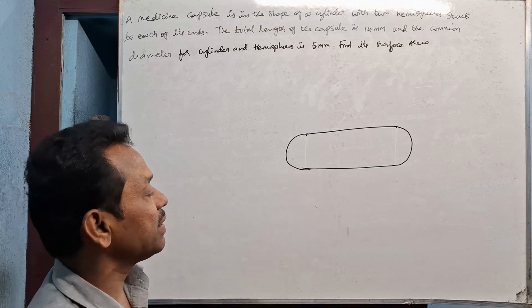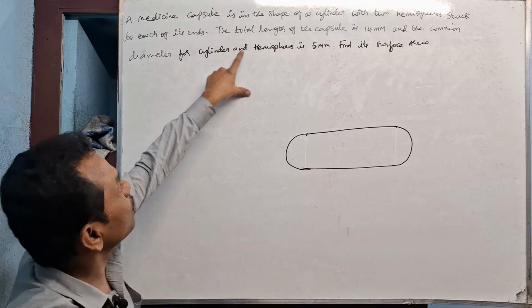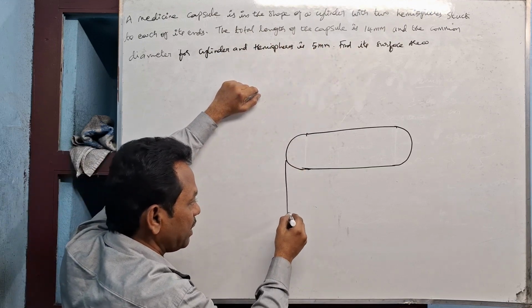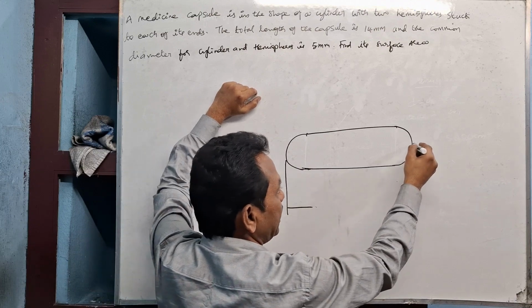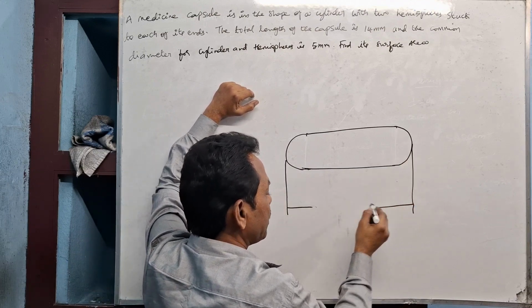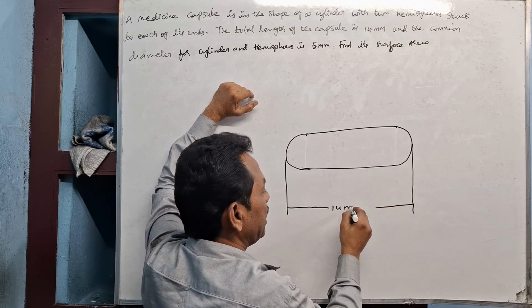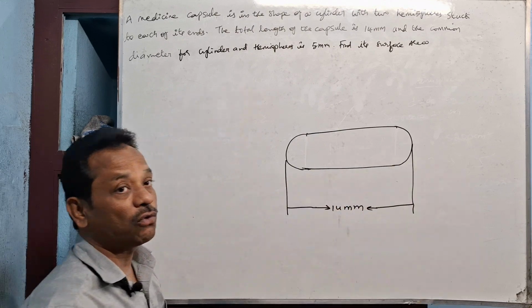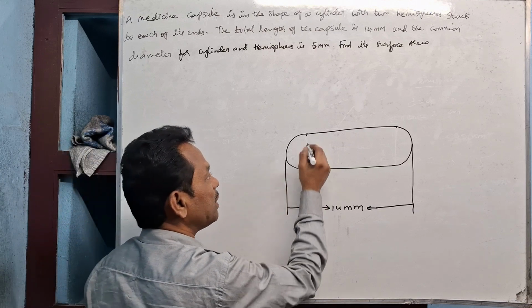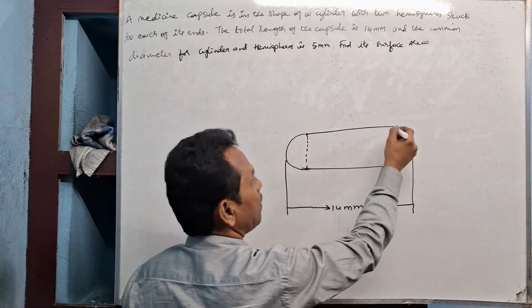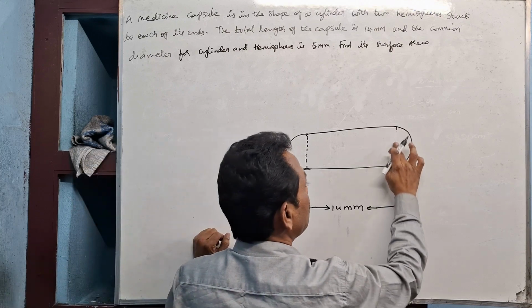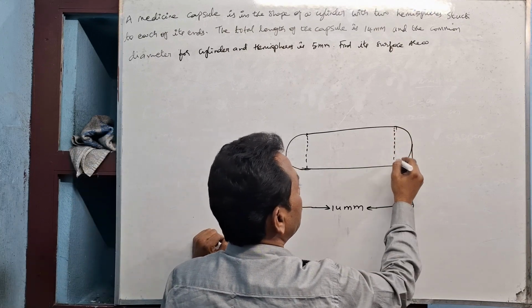Now, given it is a medicine capsule and the total length of the capsule is 14 millimeters. So in a sense, from here to here, it is 14 millimeters. And look at this, bacho. This is what we are seeing. Up to this is a cylinder. Be careful.